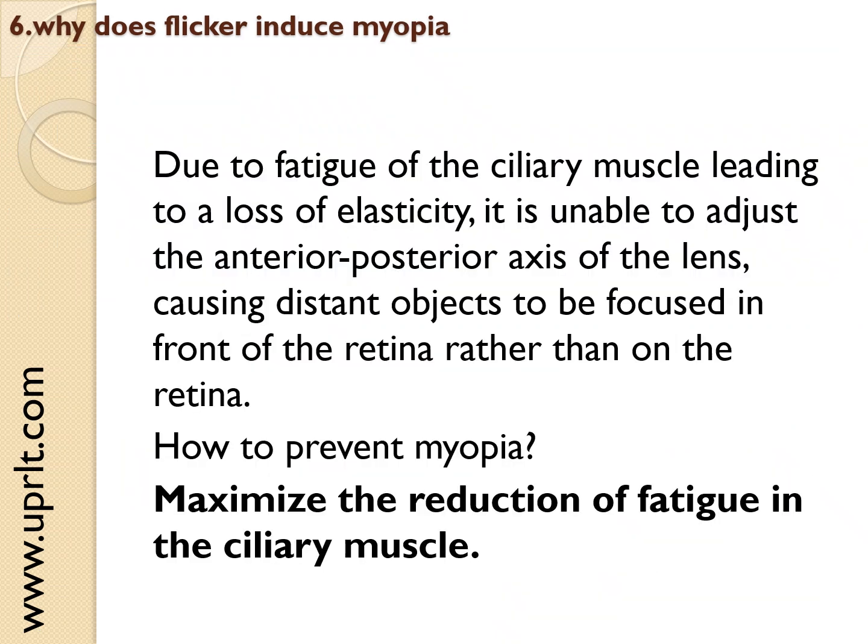The root cause of nearsightedness is fatigue of the ciliary muscle, leading to a loss of elasticity. It is unable to adjust the anterior-posterior axis of the lens, causing distant objects to be focused in front of the retina rather than on the retina. How to prevent myopia? Maximize the reduction of fatigue in the ciliary muscle.